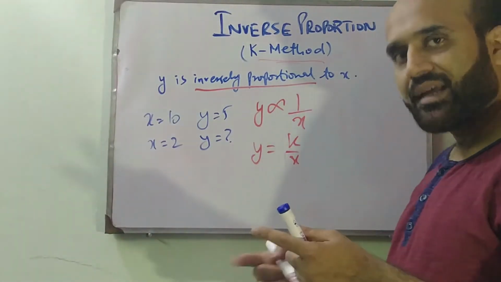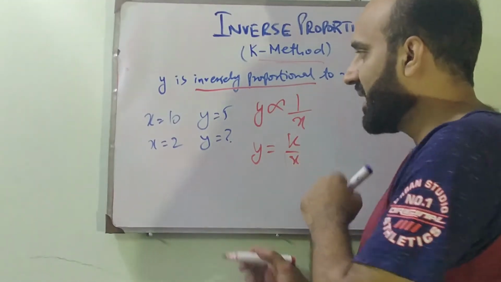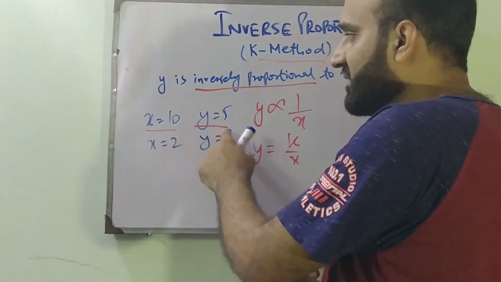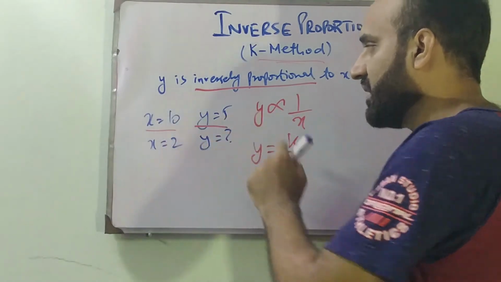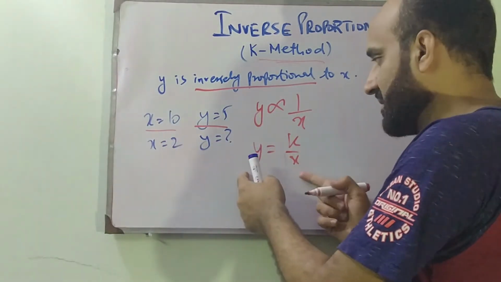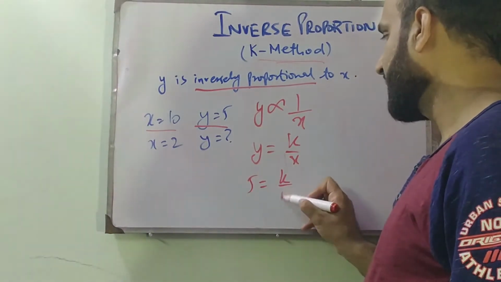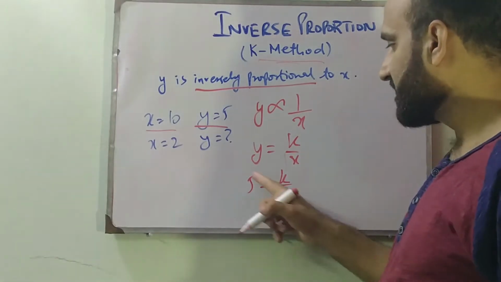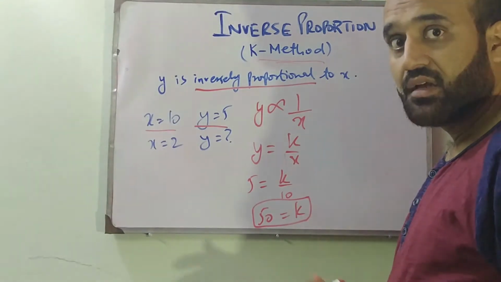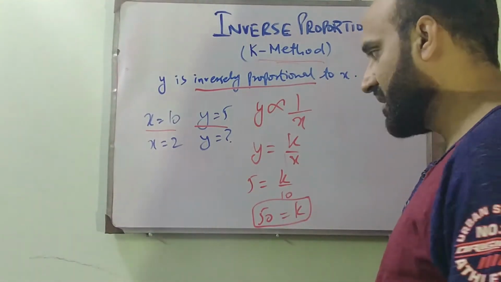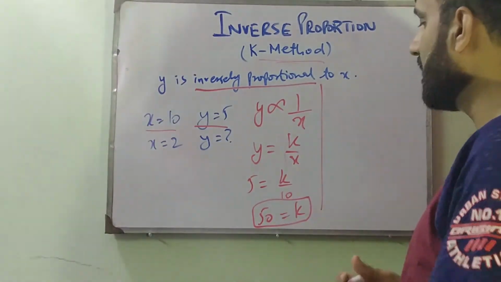The first step is the same as in the direct proportion: you need to find out the value of k. For that, you need to use the values when both x and y are given to you. So x was 10 and y is 5. I'm just placing the values in this equation. y equals 5, k I'm finding out, and the value of x is 10. Just cross multiply, 10 on the other side, it will become 50. The value of k is 50. Now in all of the upcoming parts of the same question, we will be using the same value of k, right? Okay.